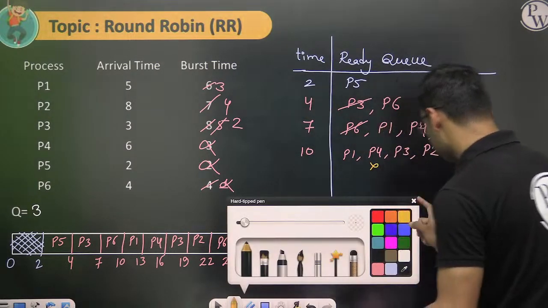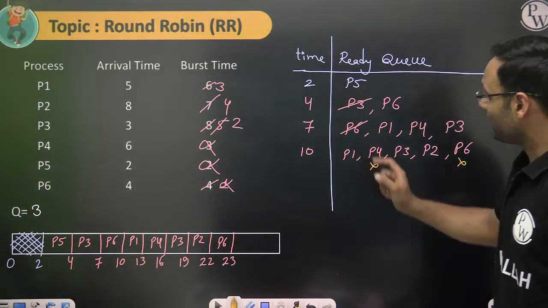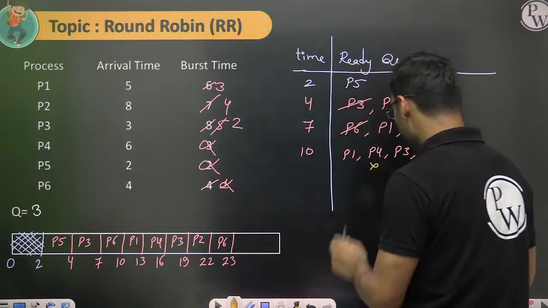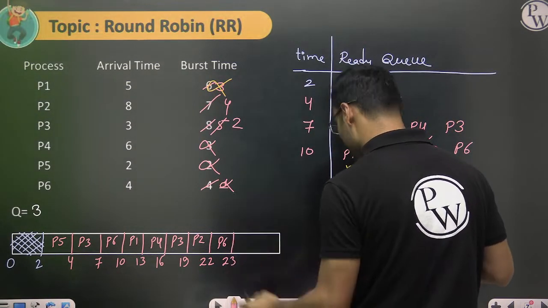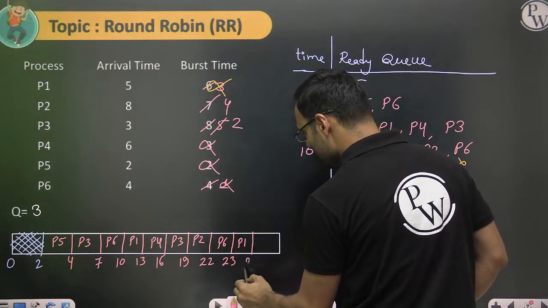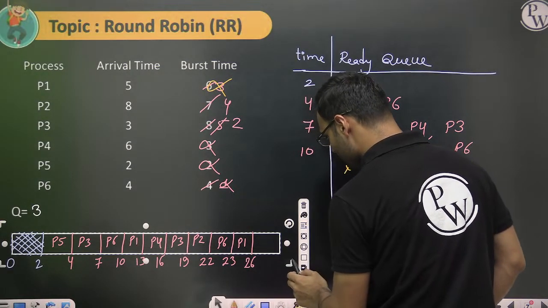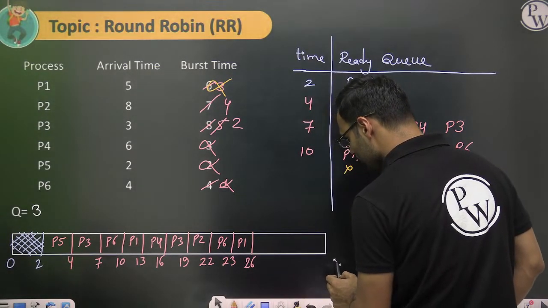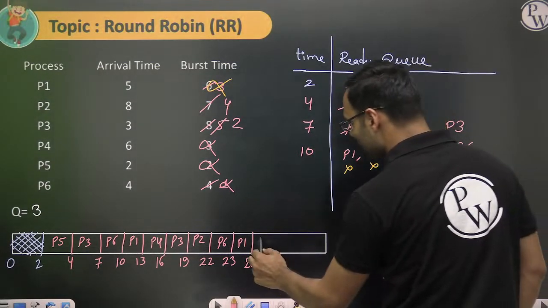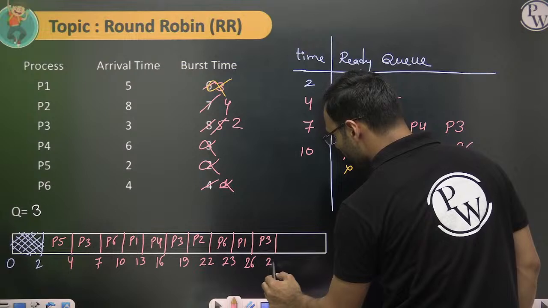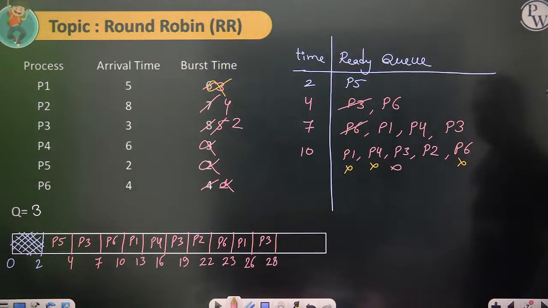So I'll remove P6. It is done. Then P1 again. P1 runs for 3 time unit and it is done. 26. Okay, let me extend this. Next, P4 done. P3. P3 is still remaining. Yes, 2 time unit up to 28. Done. Only P2 remaining now.